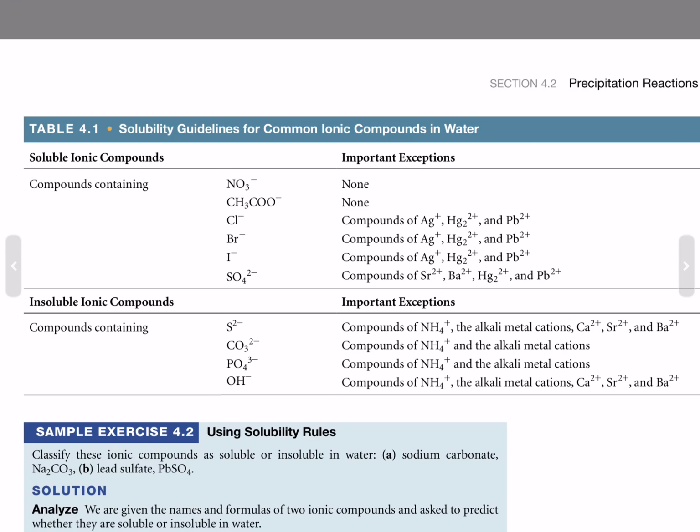All sulfides are insoluble except ammonium, the alkali metals, and calcium, strontium, and barium. All carbonates are insoluble except for ammonium and the alkali metals. All phosphates are insoluble except for ammonium and the alkali metals. All compounds containing hydroxide are insoluble except for ammonium, the alkali metals, calcium, strontium, and barium.